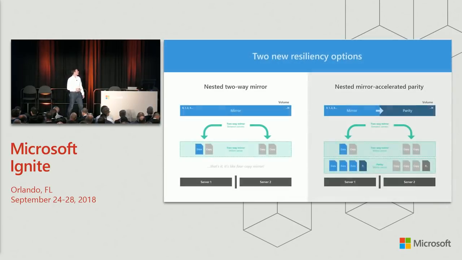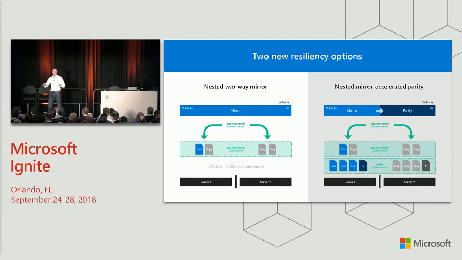And as you saw in the demo, we offer two different flavors of this. One of them is simply two-way mirroring on top of two-way mirroring. That's the one that has 25% usable storage efficiency. The one that probably more folks will be interested in is called nested mirror accelerated parity, where we do essentially mirroring on top of parity, like in RAID 5+1.